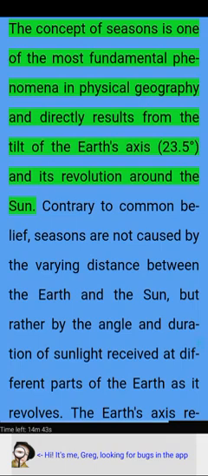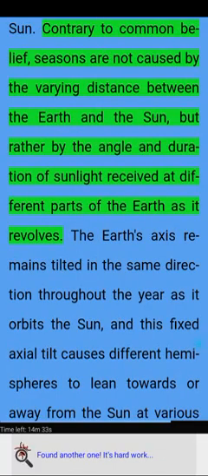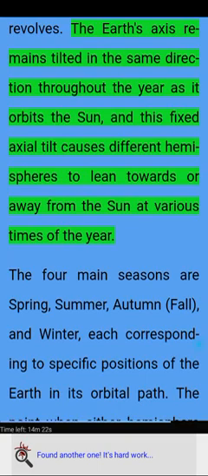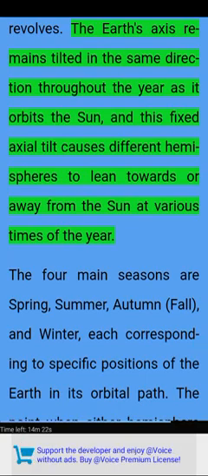The concept of seasons is one of the most fundamental phenomena in physical geography and directly results from the tilt of the Earth's axis, 23.5 degrees, and its revolution around the sun. Contrary to common belief, seasons are not caused by the varying distance between the Earth and the sun, but rather by the angle and duration of sunlight received at different parts of the Earth as it revolves. The Earth's axis remains tilted in the same direction throughout the year as it orbits the sun, and this fixed axial tilt causes different hemispheres to lean towards or away from the sun at various times of the year.